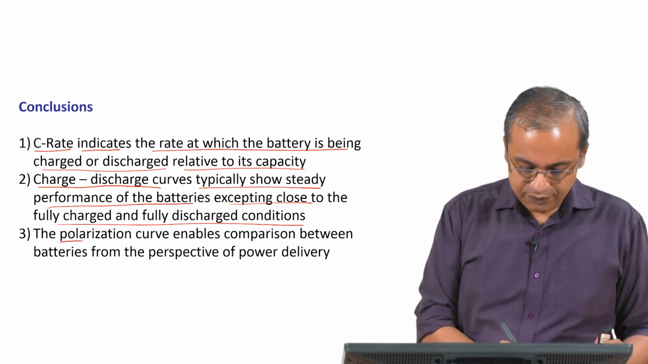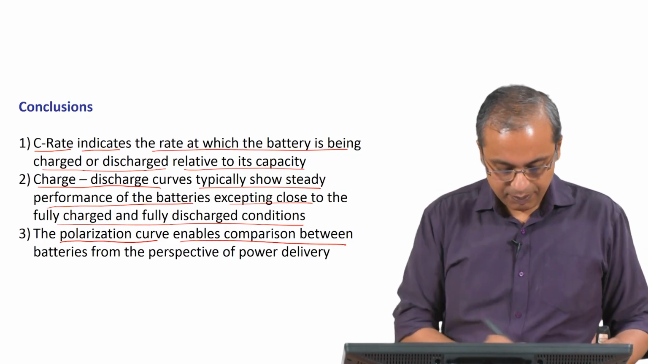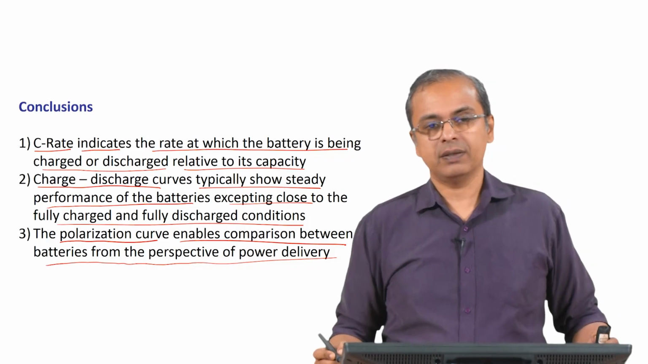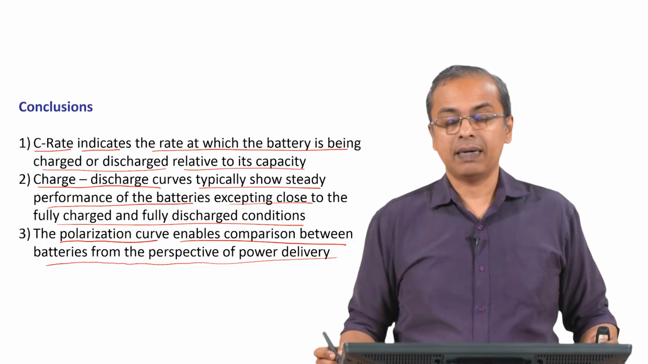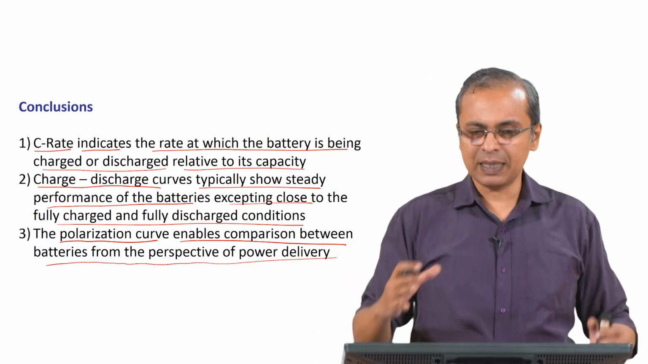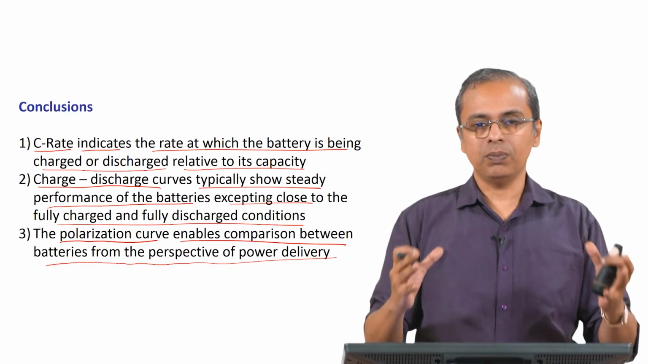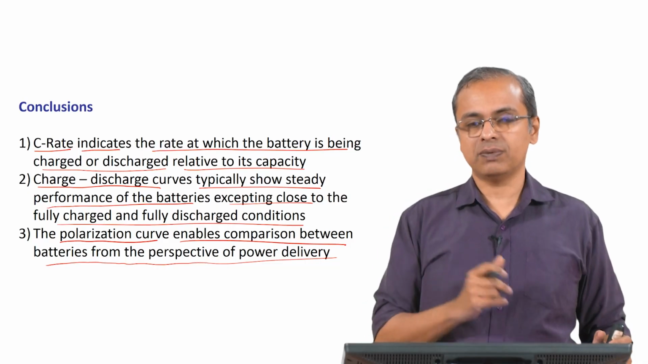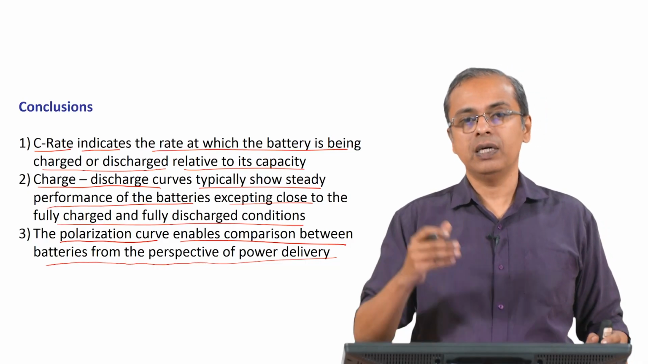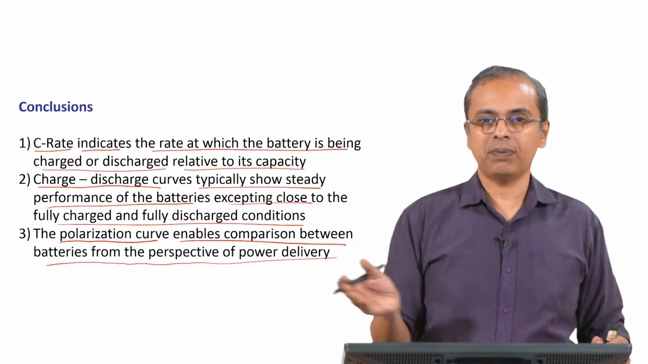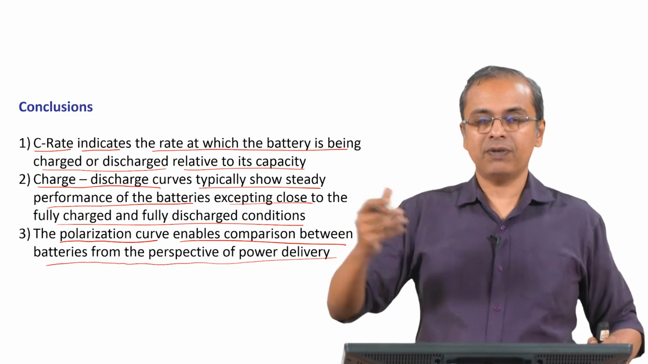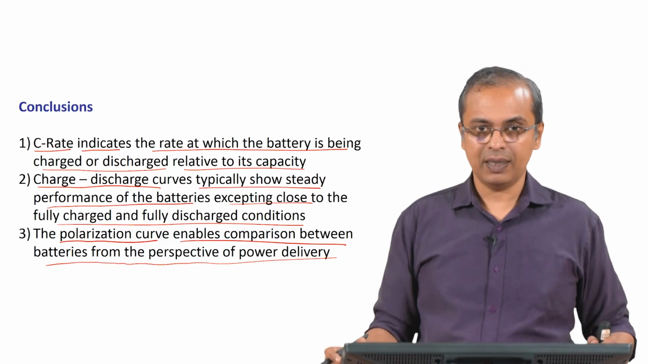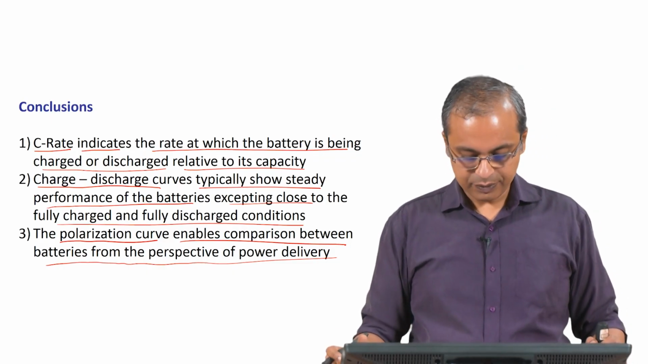The polarization curve enables comparison between batteries from the perspective of power delivery. So how much power it will deliver, and at various C rates what is the performance. It gives you a snapshot. In 2 minutes you get a very good idea of the health of the battery, the capability of that battery, and that is why the polarization curve is exceptionally useful. You can use that to compare brand new batteries of different manufacturers, the same battery at different age conditions and so on. A variety of things can be judged from the polarization curve.